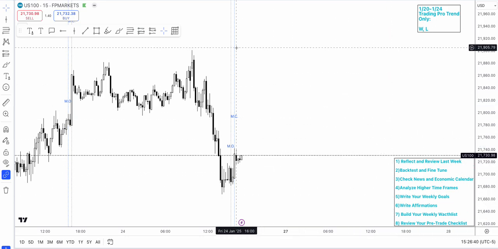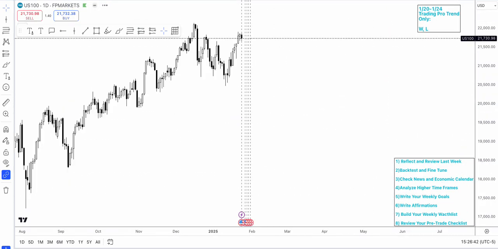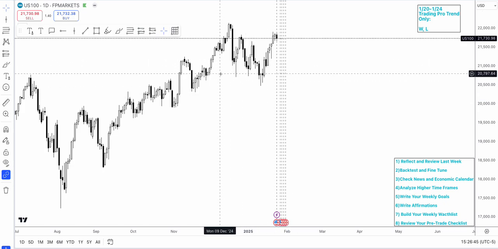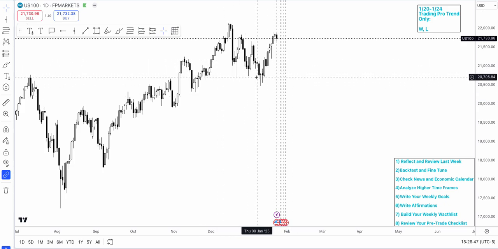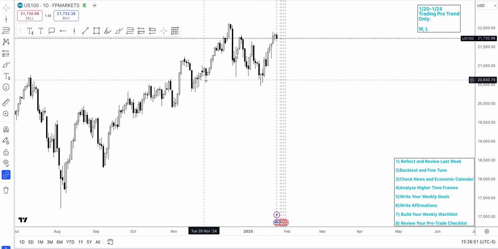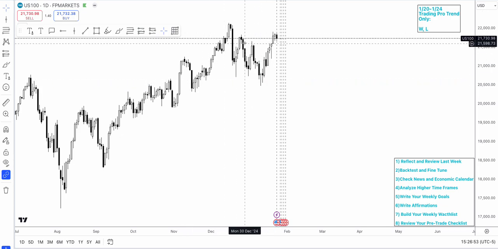And then next, we're going to analyze the higher time frame, step 4, and look at the daily. So yeah, looking at the daily, I kind of did what I wanted to do last week. Kind of just swept this, or the last 2 weeks, I should say. I did want to sweep this liquidity here, and then it pushed back up and swept these highs now.